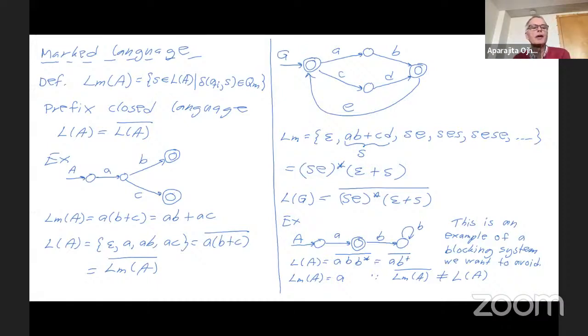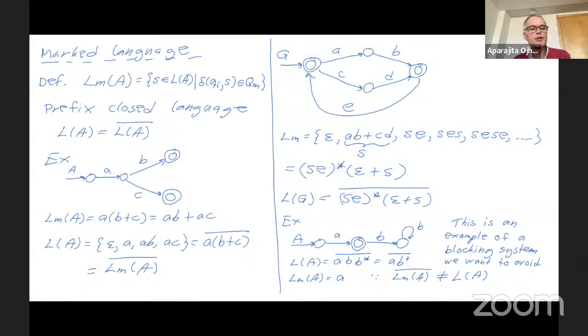For this, we can now define also marked language. And the marked language is then all strings in the complete language such that there is a transition from the initial state via string S to a marked state. So delta of qi comma s is then a state, if that is a state that is marked, all such states in the language are included in the marked language.